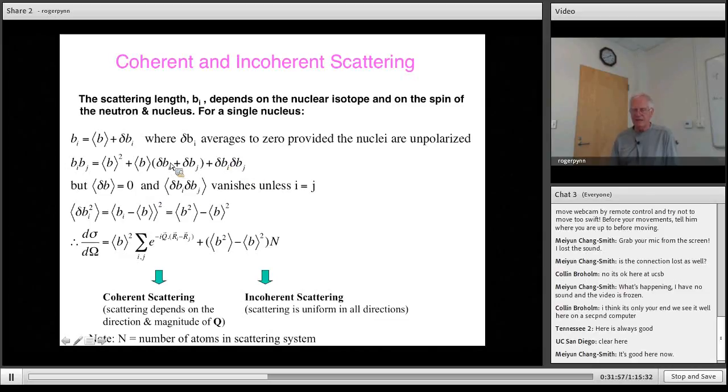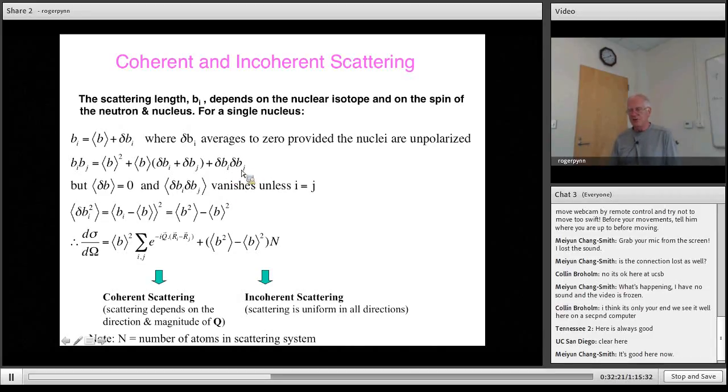So when I look at the average of this whole thing over the crystal, this middle term here is going to vanish. This term will also vanish in general unless i and j are equal to each other, in which case I can't just simply take the average value of this times the average value of this, because they're the same thing.